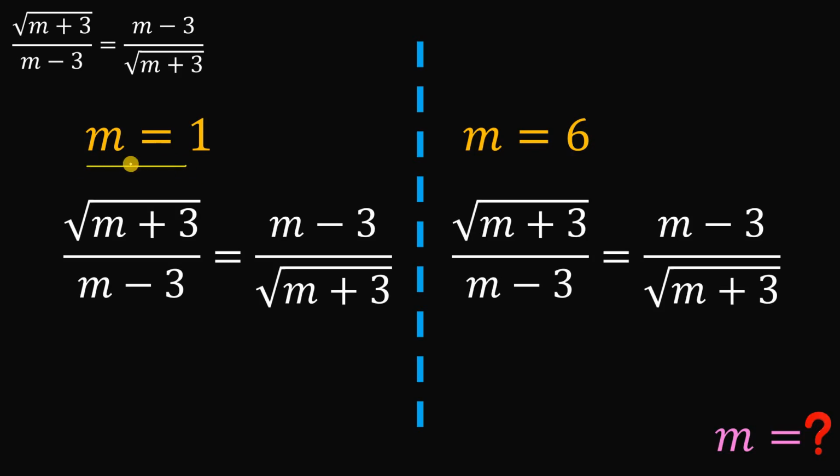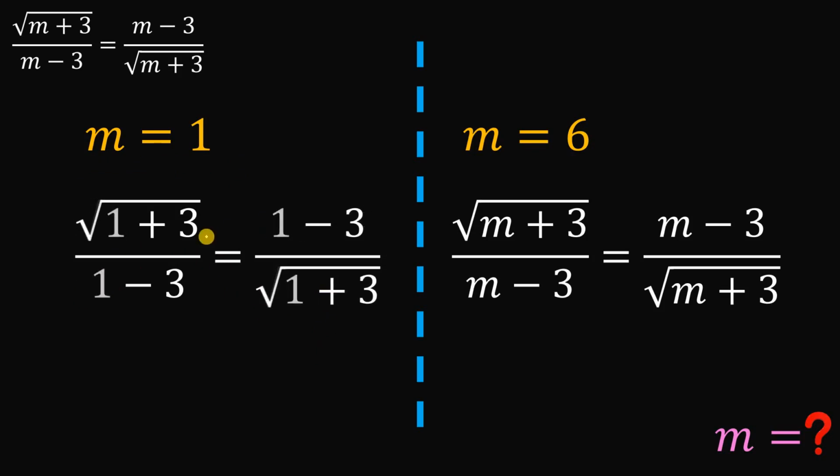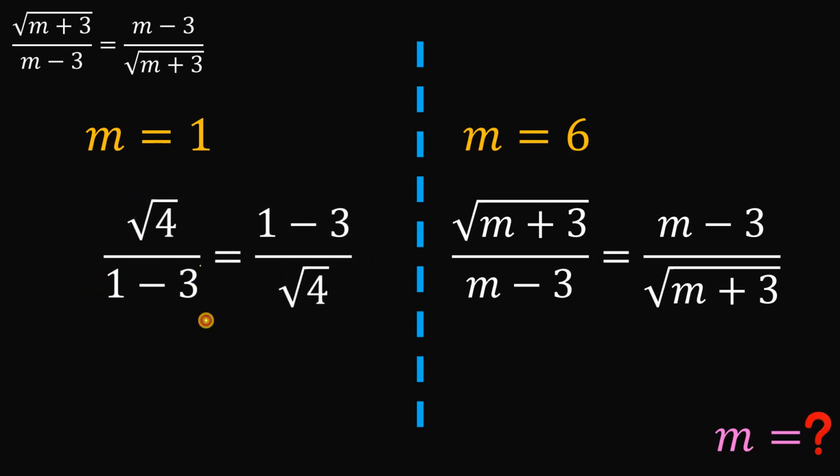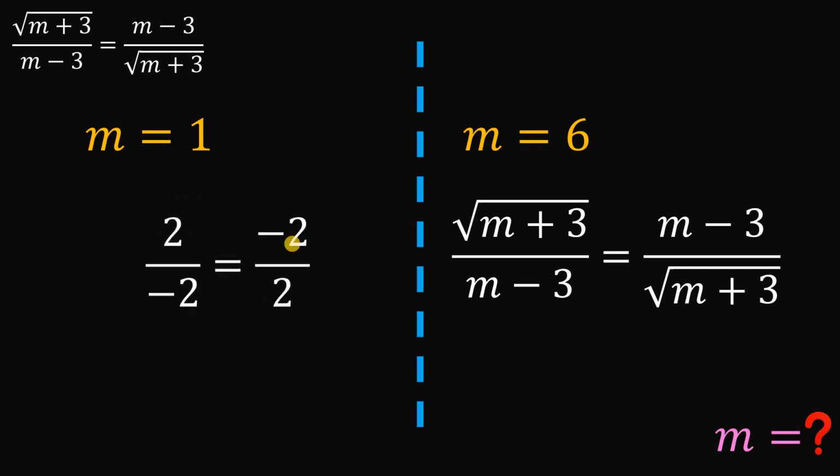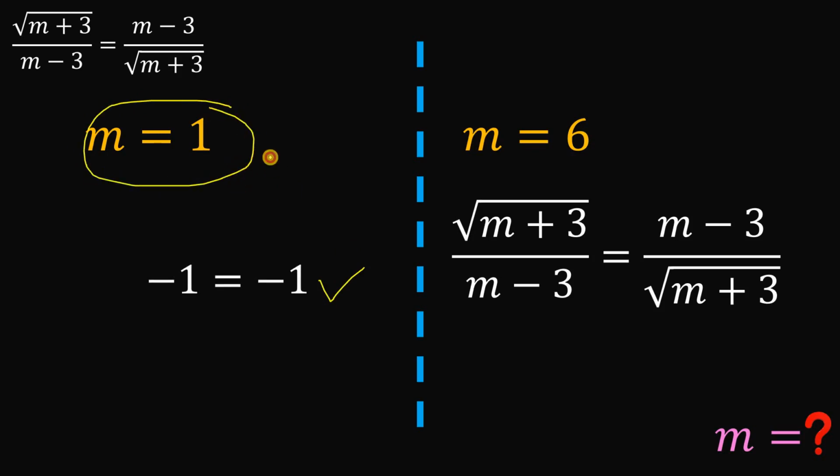Alright, now let's start with m equals 1. So let all m right over here be equal to 1. Next, 1 plus 3 becomes 4, and 1 minus 3 becomes negative 2. And the square root of 4 becomes positive 2. And 2 over negative 2, and negative 2 over 2, are both equal to negative 1. So m equals 1 is, sure enough, a solution to our equation.